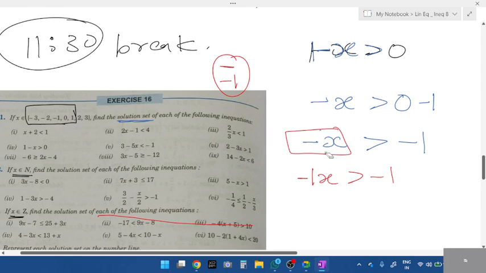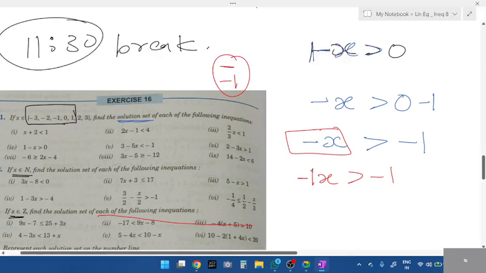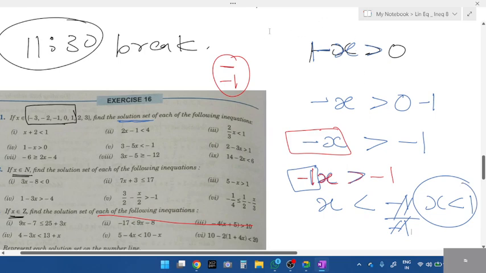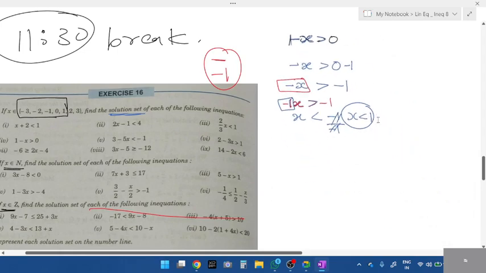Is this clear? It's the same, right? How many times x is given? Only once, right? Only one x is given. -1x. Okay, now what did I tell you all? If you want to shift this -1 to the other side, what happens to sign? Greater than will become lesser than. Very good. -1, divide this -1. -1 and -1 both will get cancelled. X is less than 1. Can you see the sign is changed from greater than to lesser than?